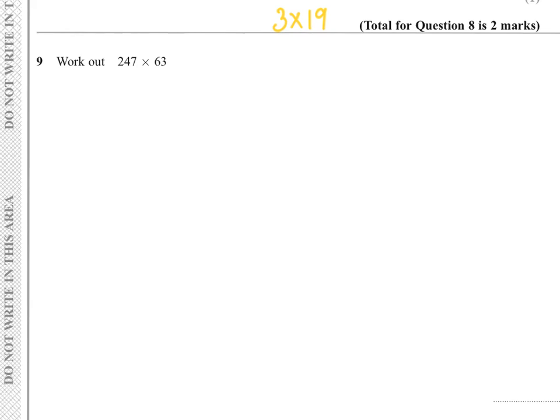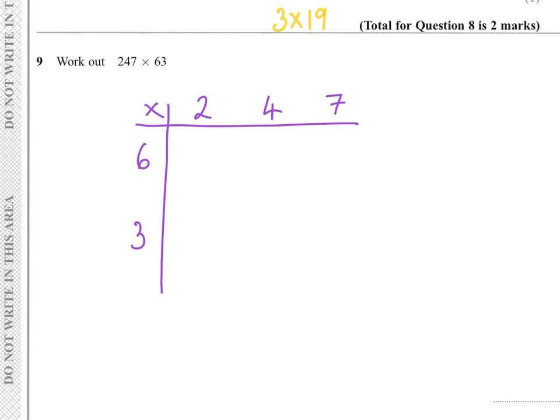Question 9. Work out 247 times 63. Well, one way that I do this is to do a grid. Right, 2, 4 and 7 here, 6 and 3, then do the times tables. So we'd have 6 times 2 is 12 and so on. So 24, 42, 6, 12 and 21.